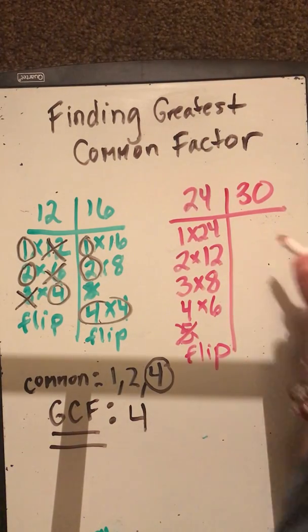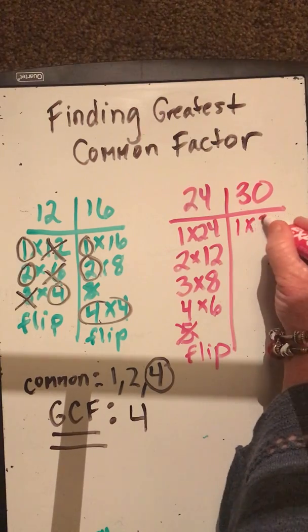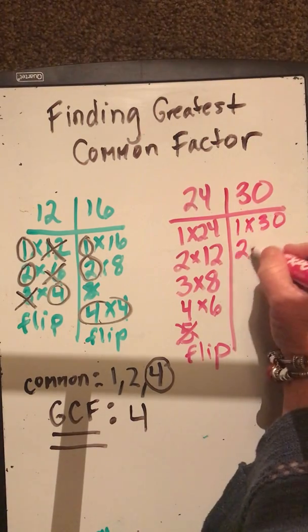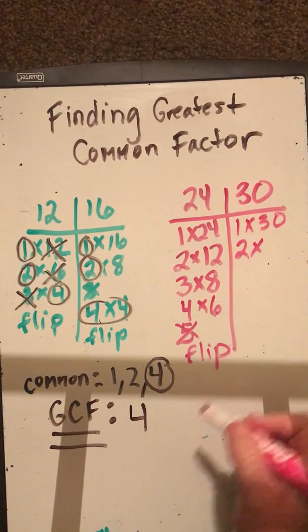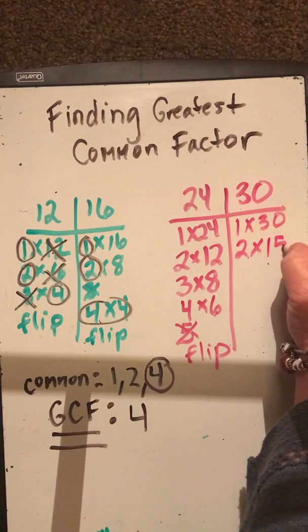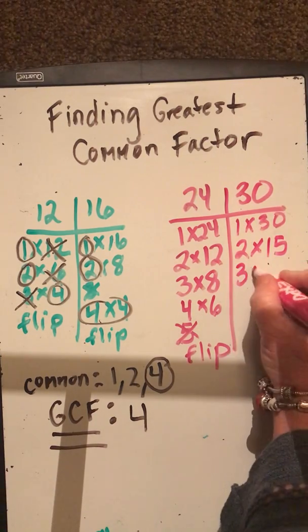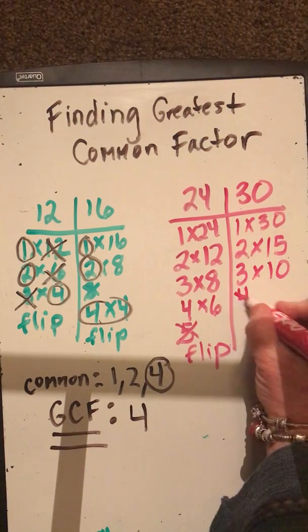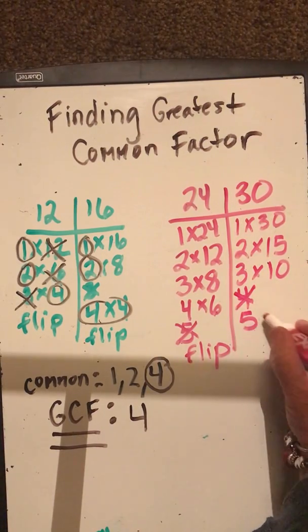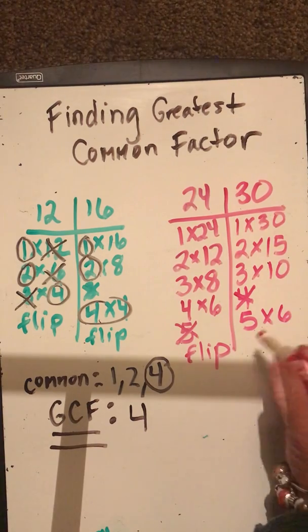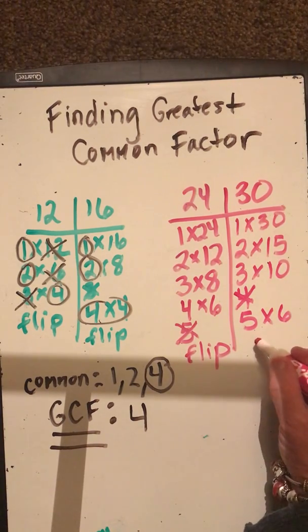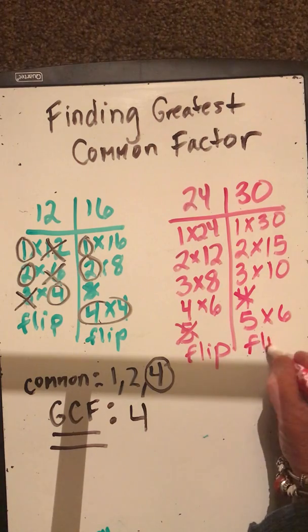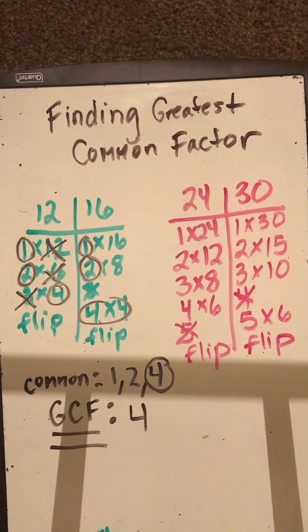Now we're going to go to 30. We have 1 times 30. 2 times 15 would give us 30. 3 times 10. Anything times 4? Nope. What about 5? Yep, 5 times 6. The next number would be 6, which we just used, so we can stop there. So we write flip.